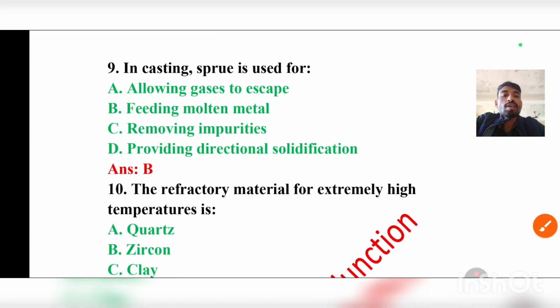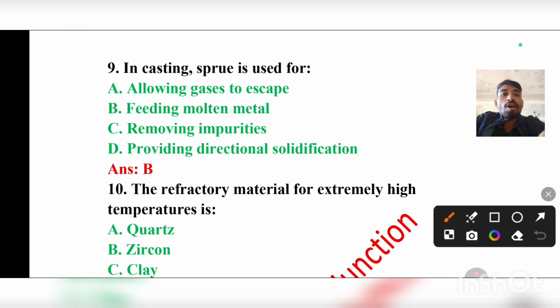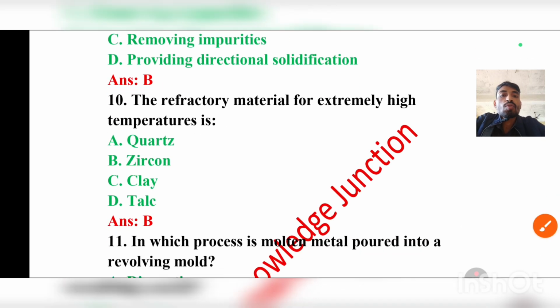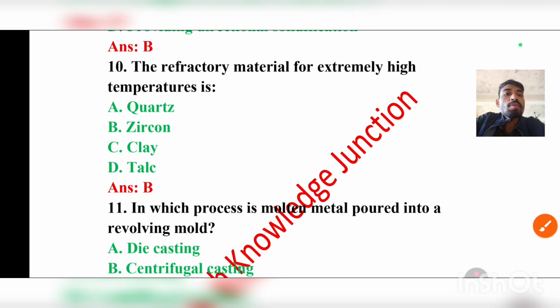Coming to the next question, question number 9, in casting, sprue is used for. The options are allowing gases to escape, feeding molten metal, removing impurities or providing directional solidification. The right option is feeding molten metal. The question number 10 is, the refractory material for extremely high temperature is. The options are quartz, zircon, clay or talc. The correct answer is zircon. That is option B.